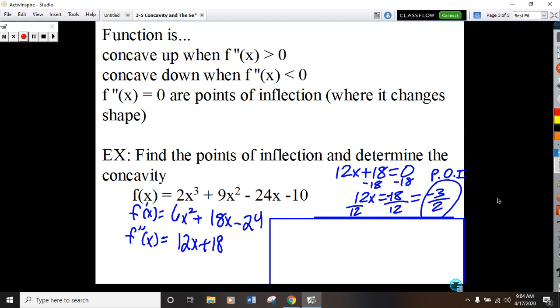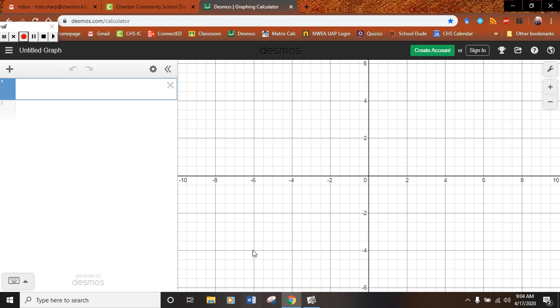So now what we're going to look at is we're going to take the second derivative. We're not worried about the other graphs. We're going to take this second derivative and we're going to put it into our graphing calculator. Let me pull over to Desmos real quick. I just need to type 12x plus 18. So there's our graph.